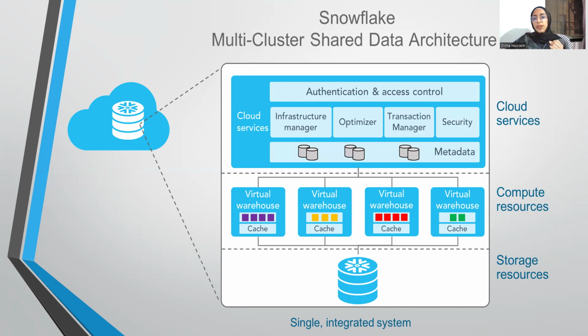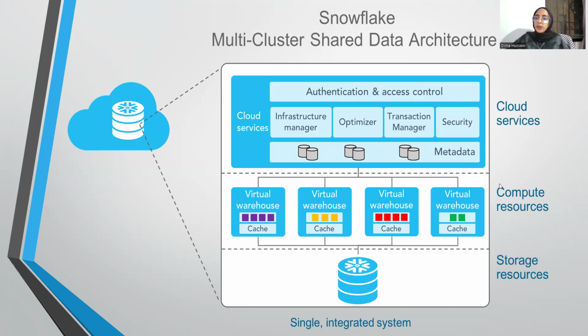And the cloud services provides the authentication and access control, the infrastructure manager and the optimizer, transaction manager, and security. Basically, the cloud services has the metadata, and the cloud services is called the brain of the Snowflake. We're going to be talking about why in the next slide.